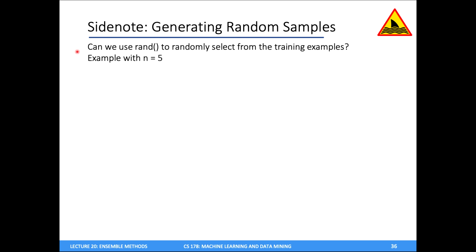And we can use this random function to randomly select rows from our training data as follows. Let's say we're selecting from a data set with 5 rows in it.